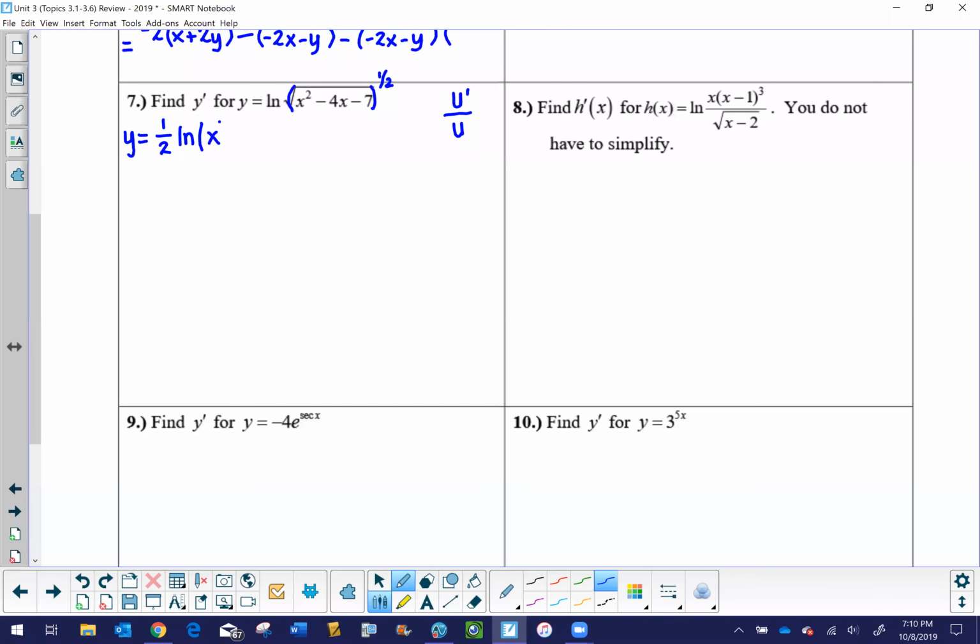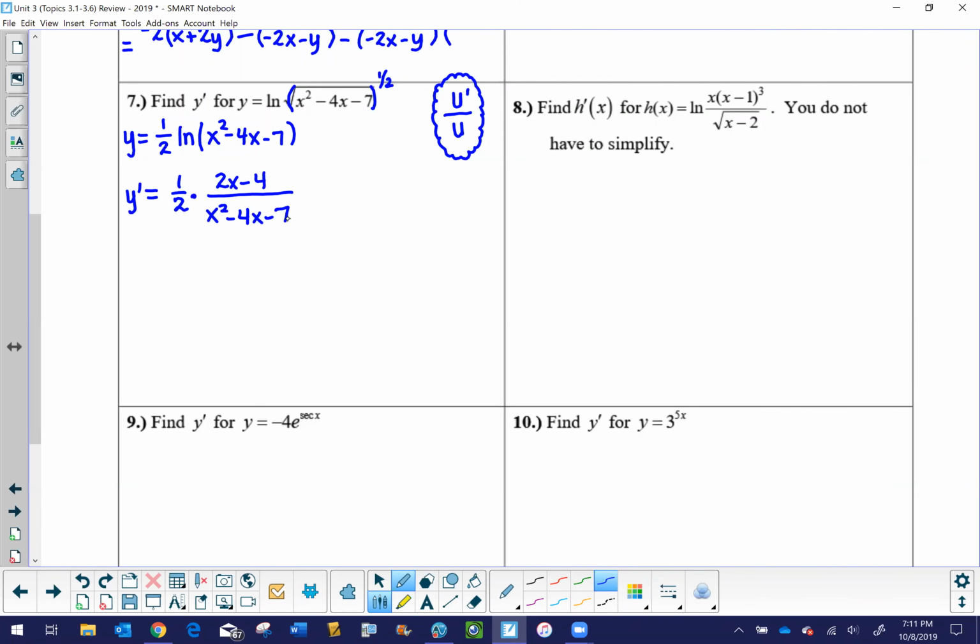Now that does make our lives just a little bit easier. I'm not saying that we completely avoid this. Of course, we have to use this u prime over u, but you have to admit our u prime is much more manageable, right? It doesn't have that chain rule appearance to it. So to take the derivative, I'll write y prime notation. This 1/2 just plops right down, and then we go with our u prime over u, which in this case would give us a 2x minus 4 on top and an x squared minus 4x minus 7 on bottom.